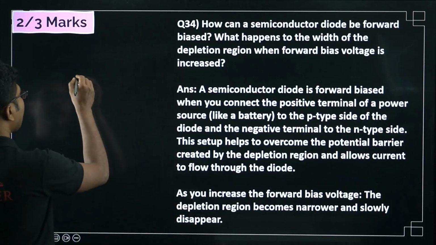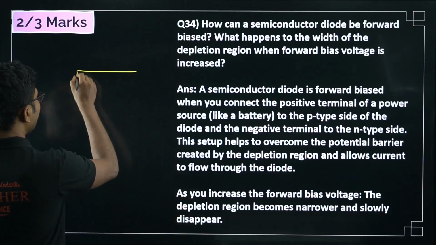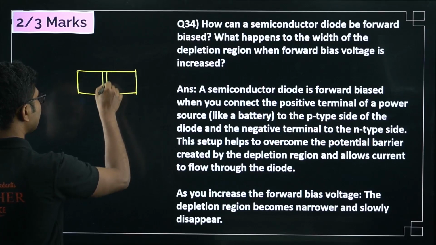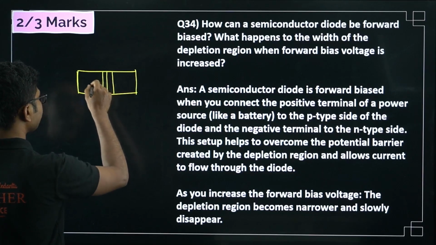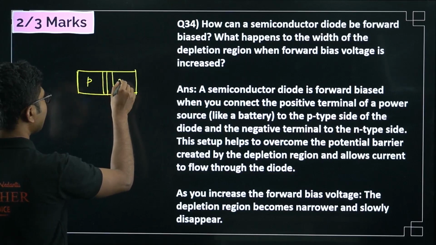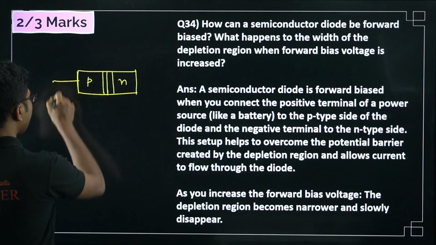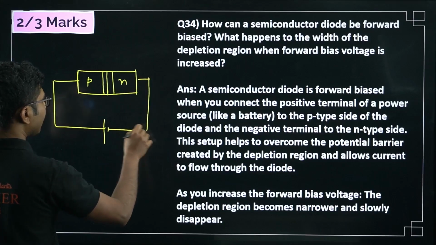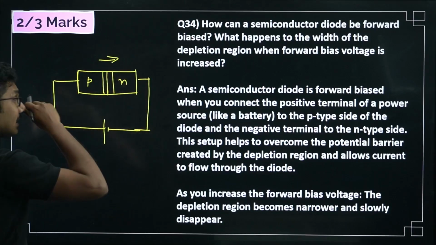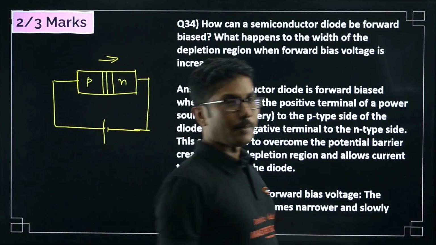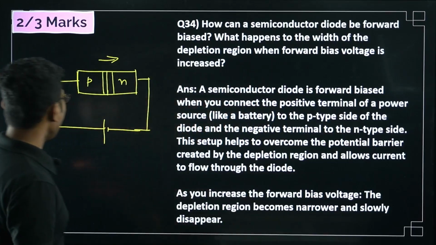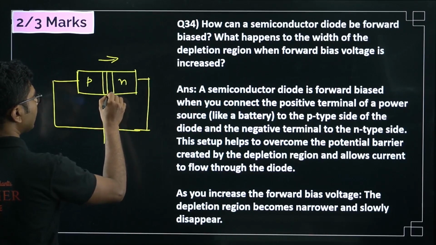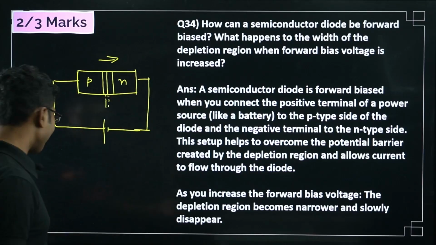So what is forward bias? You have a diode. Diode is like a block like this. So there is a depletion region. Here it is the p side, here it is the n side. So if you connect the p side to positive and the n side to the negative, then a current flows in the circuit. This is called forward biasing. And in the forward biasing, the depletion region slowly decreases and it slowly vanishes.